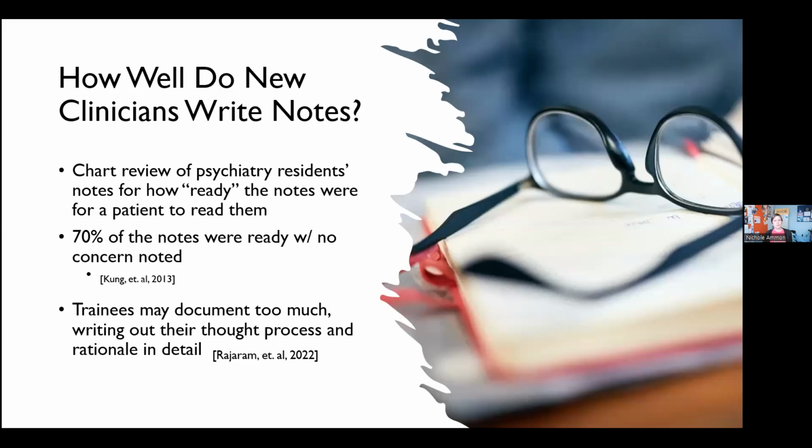So when we look at how well trainees write notes in general, there was a chart review conducted of some psychiatry residents' notes by 4 board certified psychiatrists, 1 being certified in child and adolescent psychiatry, and then 2 non-psychiatrists. So they used a medical student and an experienced psychiatric recreation therapist. They did a chart review to look at how ready the notes were for a patient to read them, meaning that the reviewers read the note and were not concerned that the patient would be offended if they read the note. And in that broad scope, 70% of the notes were ready. There was no concern noted by the people who reviewed them. And they were reviewed by a psychiatrist and non-psychiatrist each.